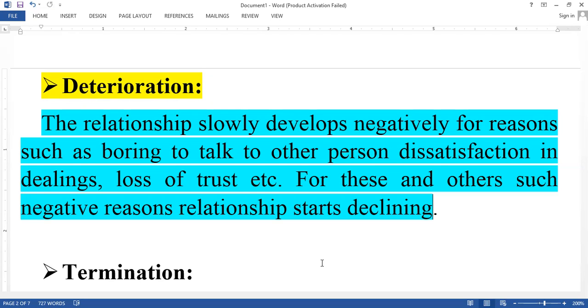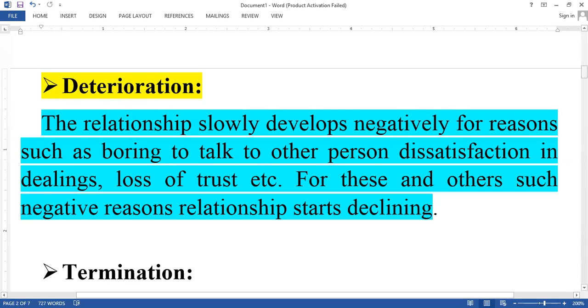So this stage is called the deterioration stage. In this stage the relationship slowly declines, it is reducing because of a lot of reasons. People sometimes tell us, I am very bored talking with you, or I do not have trust in you, I do not have belief in you. In some situations these statements give a negative impact on our mind. Therefore, in this stage, the interpersonal relationship will decline.